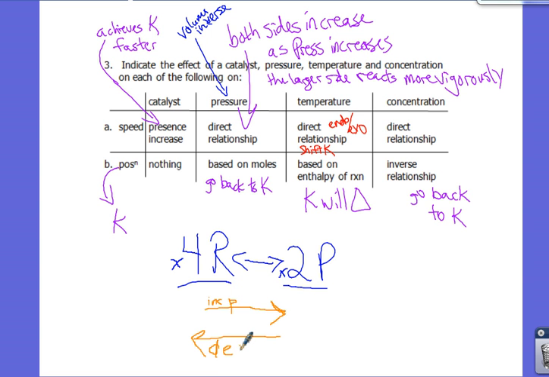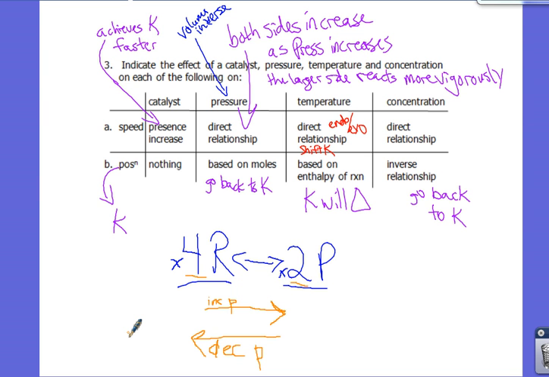You decrease the pressure. Now it all depends on how many moles. So the first thing you have to do is count the moles that are actually in the system. Equilibrium position based on moles. Actually, I just kind of explained that.